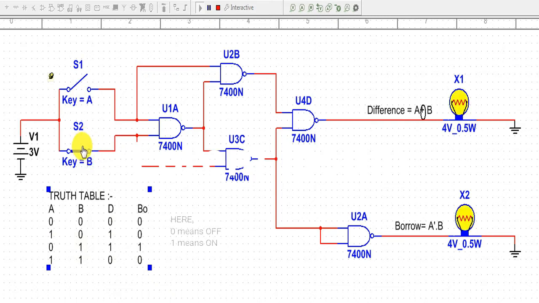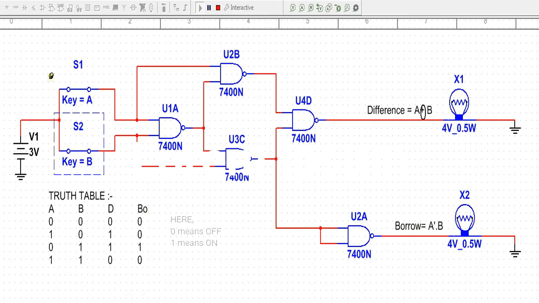So as soon as we connect the key B, we will get a difference bit and a borrow bit also. Now for the fourth case, if we close both the keys, meaning we provide the signal from both A and B, we will neither get a difference nor a borrow. So if we close both switches, we will not get the difference as well as the borrow bit.